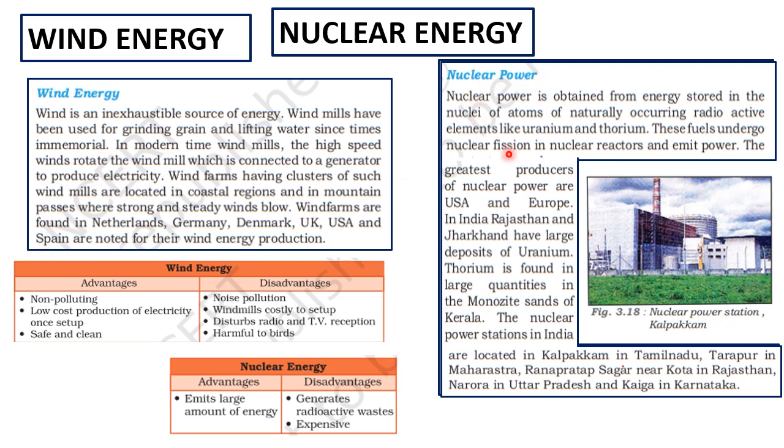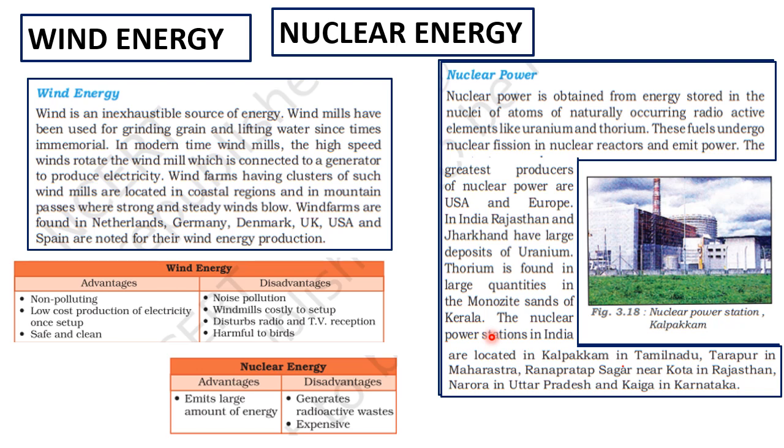Nuclear power. It is obtained from energy stored in the nuclei of atoms of naturally occurring radioactive elements like uranium and thorium. It is produced in USA, Europe, and in India. Rajasthan and Jharkhand have large deposits of uranium. Thorium is found in large quantities in the monazite sand of Kerala.